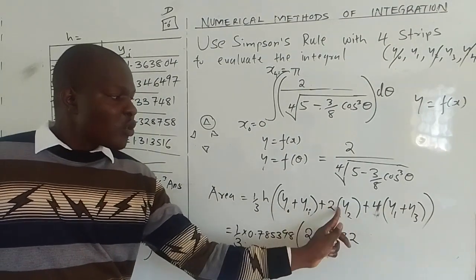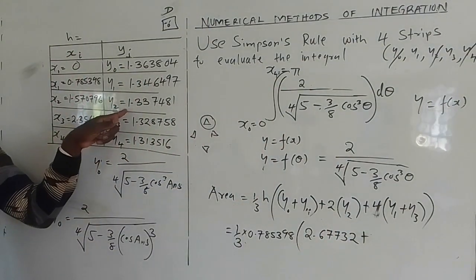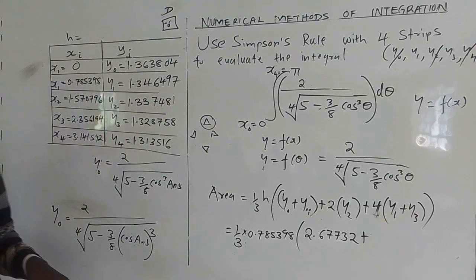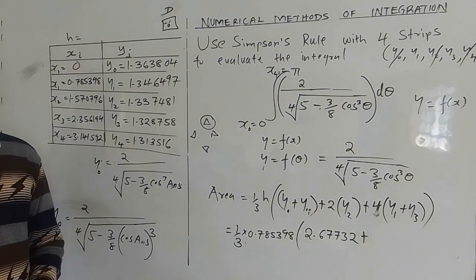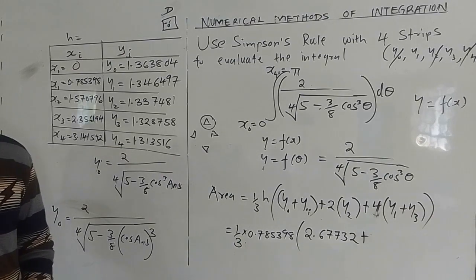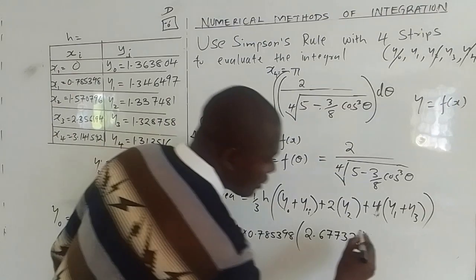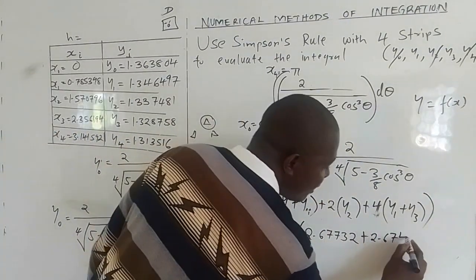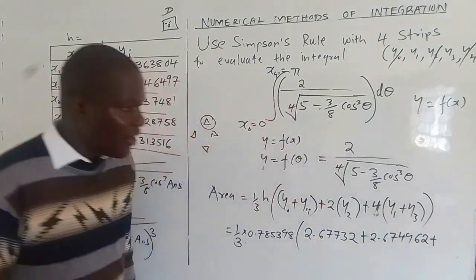Then the next one, 2 times y2. Multiply for me 2 times y2. 2 times 1.337481. What do you get? 2 times the value of y2 is here. What do you have? You have 2.49662. Then plus this last part.